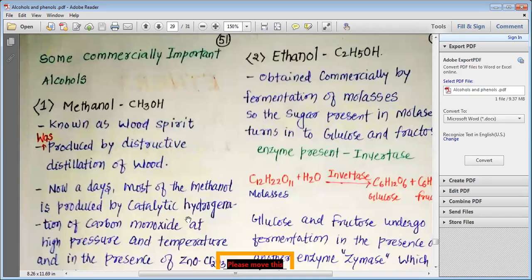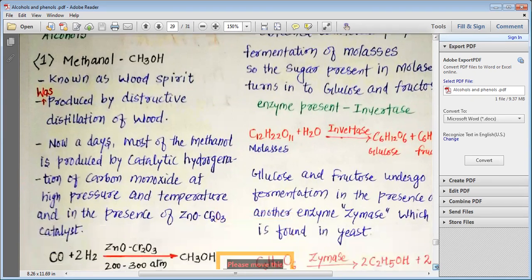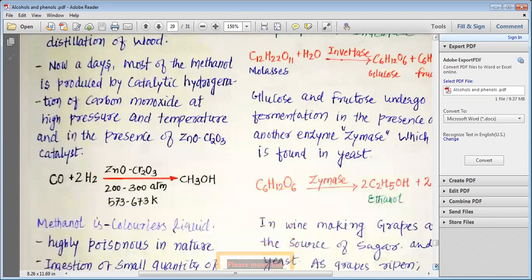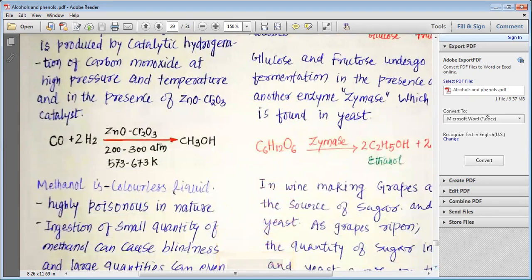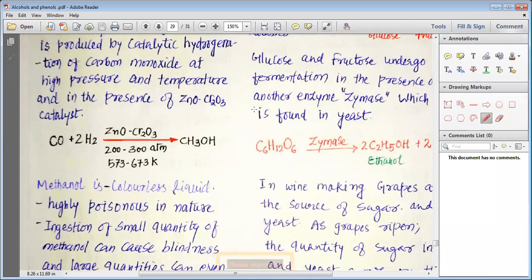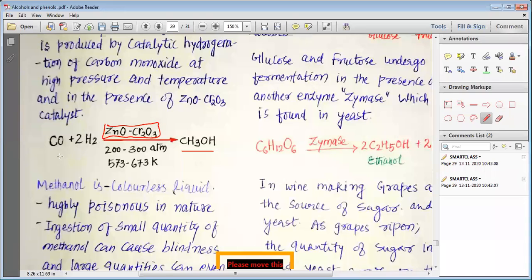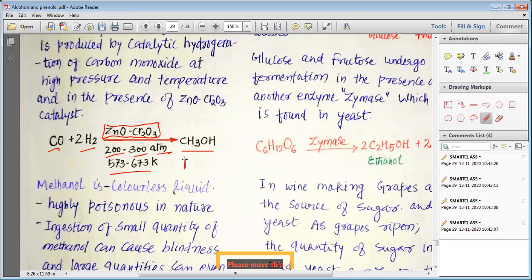Nowadays, most of the methanol is prepared by the catalytic hydrogenation of carbon monoxide at high pressure and temperature, in the presence of zinc oxide and chromium oxide. You can see that we use this catalyst for the preparation of methanol. When carbon monoxide and hydrogen gas react with each other at a pressure of 200 to 300 atmospheres and a temperature of 573 to 673 Kelvin, we get methanol.